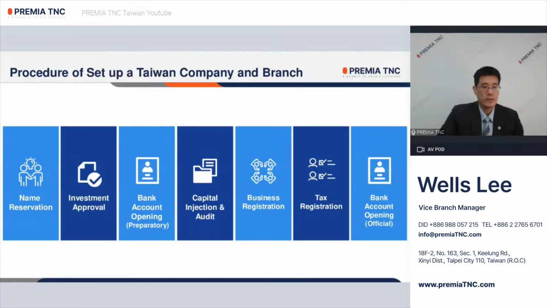This is the incorporation process for Taiwan company and branch. The first step is to reserve the company name, and the company name must be in Chinese. English name is optional, and we suggest you can also register the English name for future international transactions.